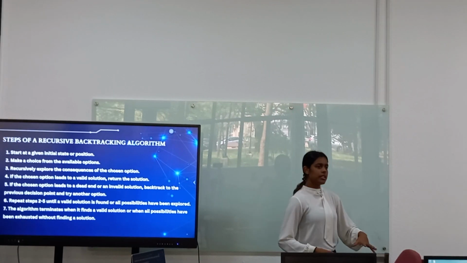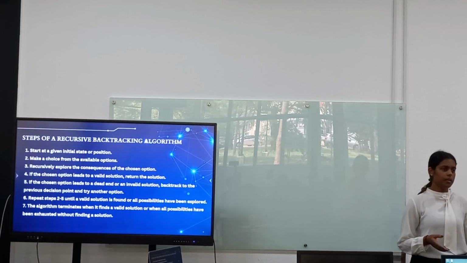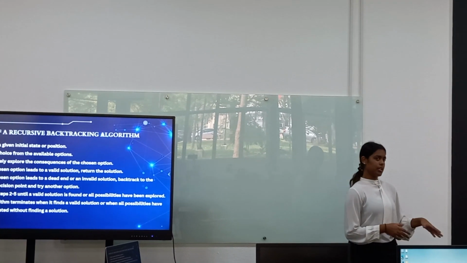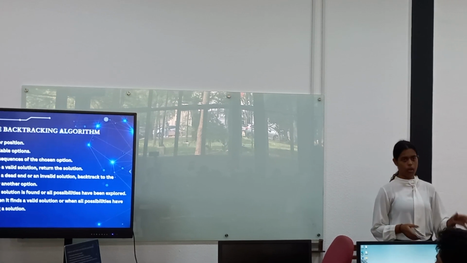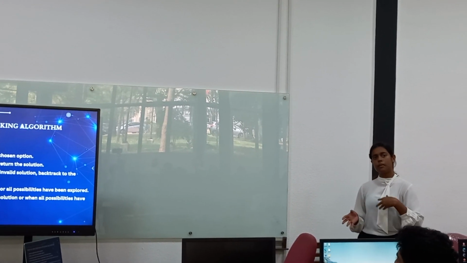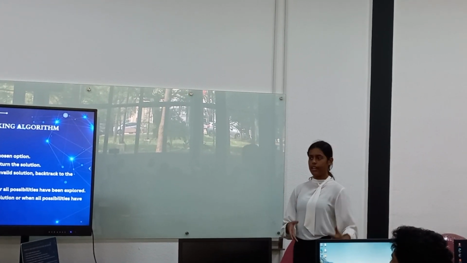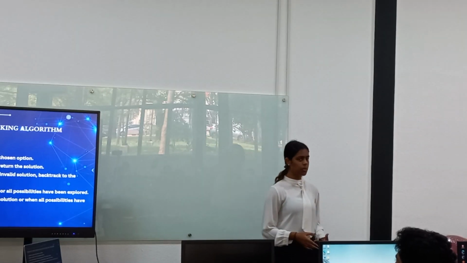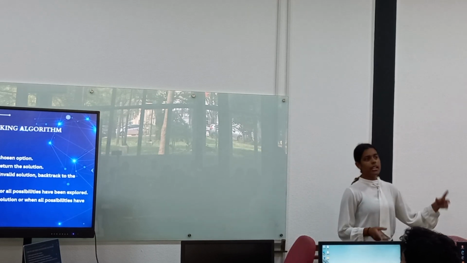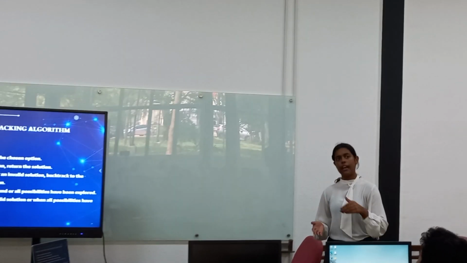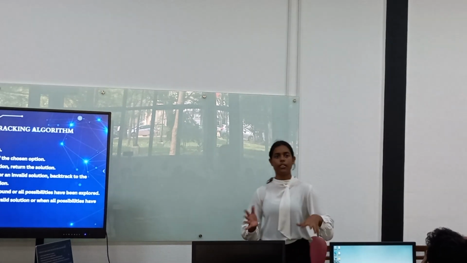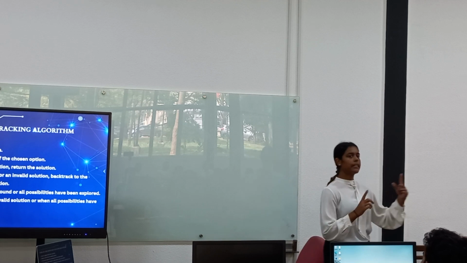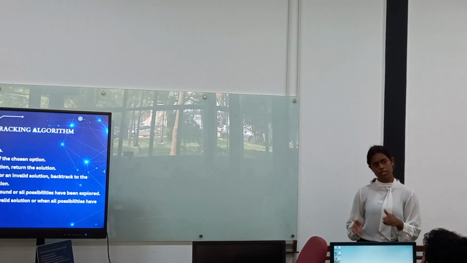Okay. So there are several steps which our algorithm takes to solve this backtracking problem. First, our algorithm will start at a given initial state or position. Then it will make some choices as to the next step to be taken from the available options, and it will explore the consequences of this choice. If it finds a valid solution, the algorithm will give that as the answer for the problem. If it meets an invalid solution, it will backtrack to a previous position and will choose another option.